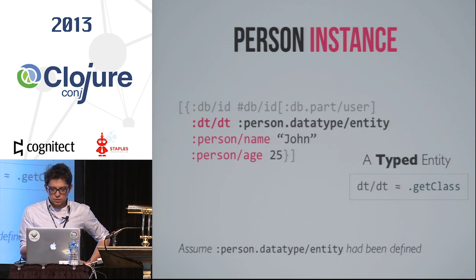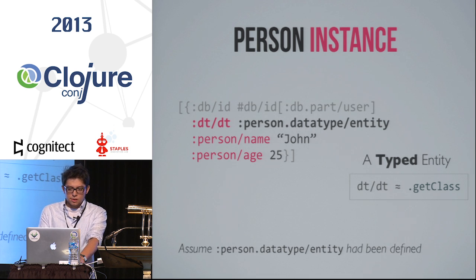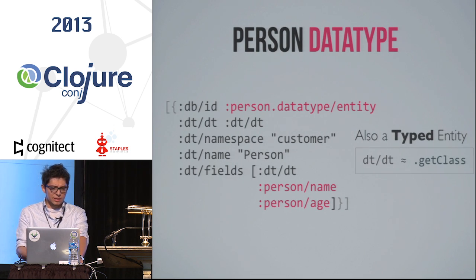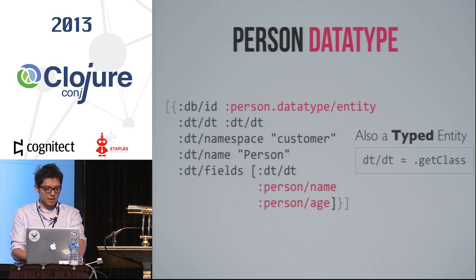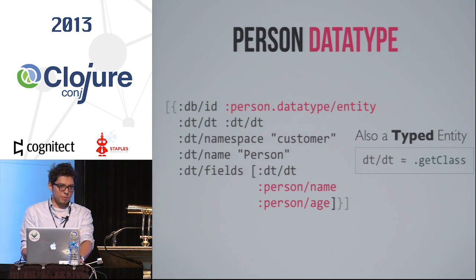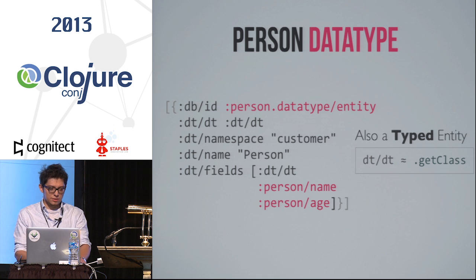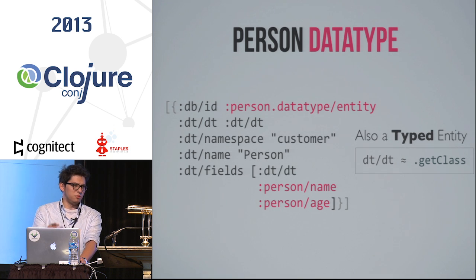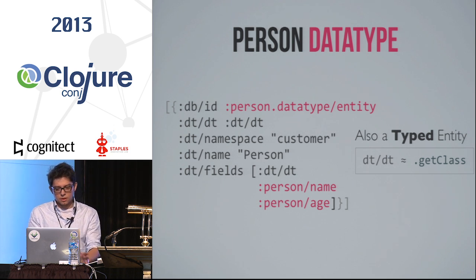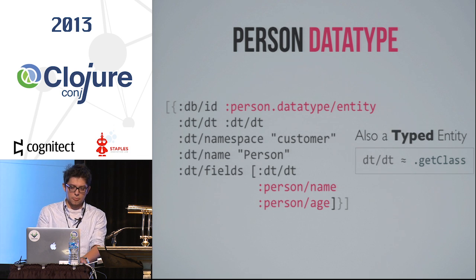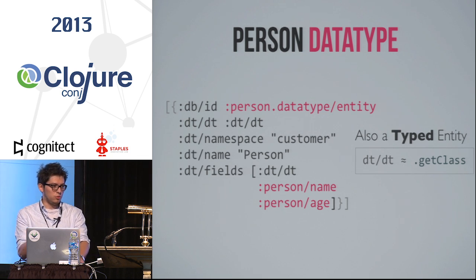But where is this being defined or constrained by? Well, if you define a person data type, which is nothing else than an entity with a data type attribute, whose value is also the data type attribute. Right? So this represents both an entity and sort of a definition of a data type. We can see that we have a namespace and a name, just to name them, and then fields that represent what the instances of these data types are supposed to contain.